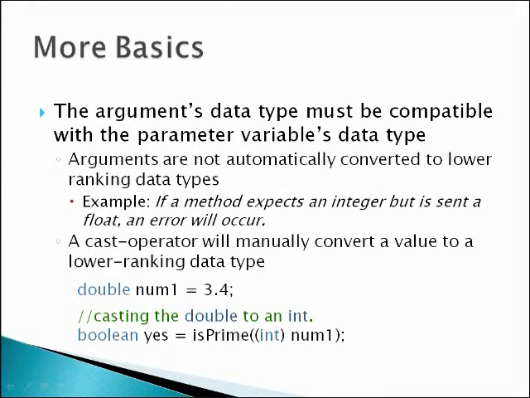An example of this is as follows. A double is declared named num1, whose value is set to 3.4. We then will cast the double to an int after declaring a Boolean value yes and calling the method isPrime. Within the area where we would pass the argument to a method, between the parentheses, you will put the type that we will cast the variable to in parentheses. This is illustrated below.